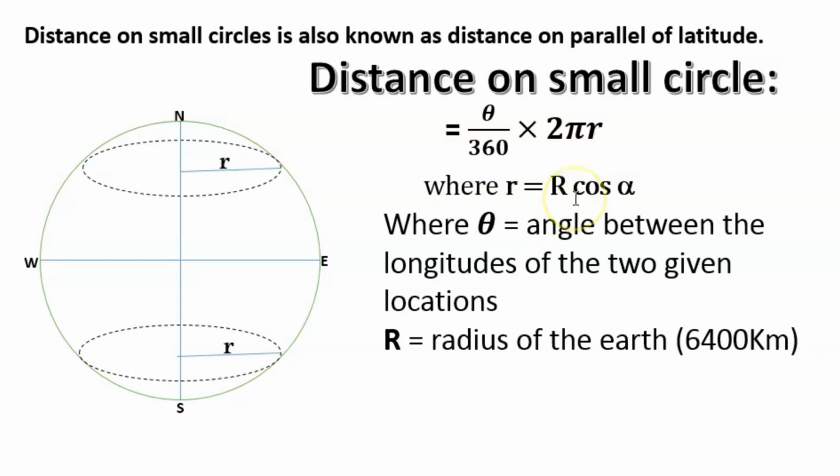Also, I just want us to understand that this alpha happens to be the latitude angle, and theta is the longitude difference, where our R happens to be the constant, which is 6400 km, the calculated radius of the earth, except otherwise stated by the examiner. This is always a fixed number that we normally use whenever we are doing our calculations.